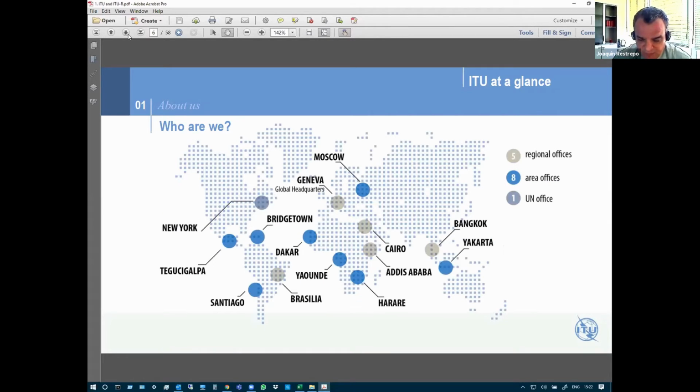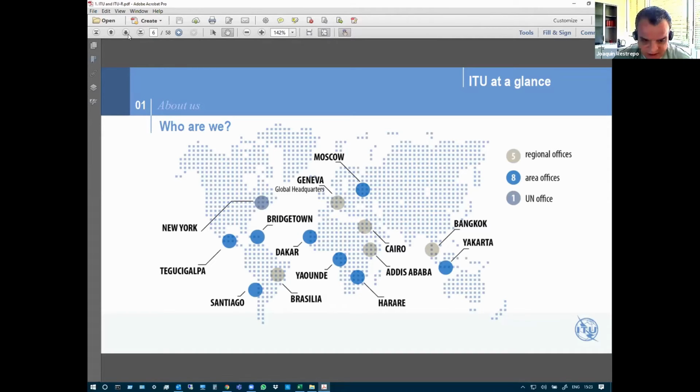We are placed at Geneva, our headquarters, and we have several regional offices. Basically, we have a regional office in Bangkok for Asia and Pacific, and an area office for Southeast Asia and Pacific in Jakarta. We have an African office in Addis Ababa, with 3 area offices in Dakar, Yaoundé, and Harare. We also have a regional office for Arab countries in Cairo and for CIS countries in Moscow. Also one for Eastern European countries, but that is placed in Geneva.